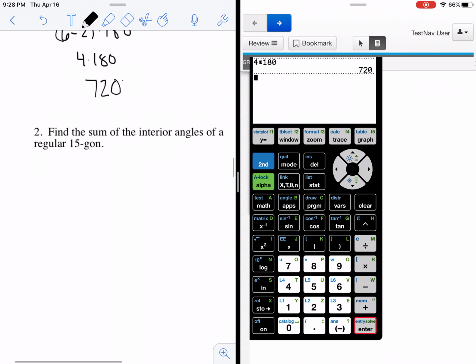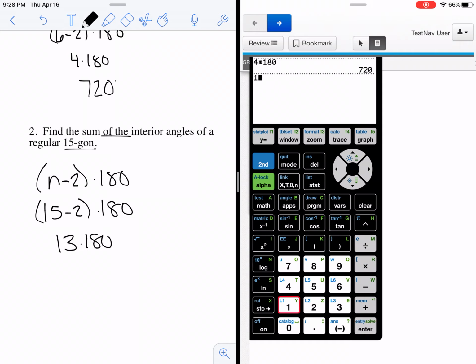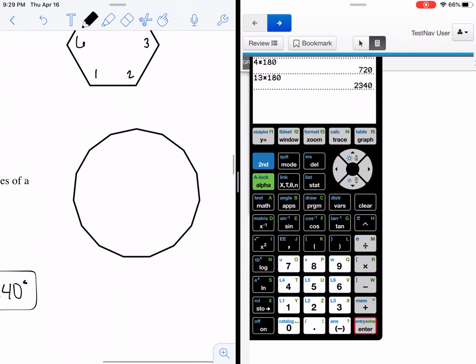Okay, same thing for number 2 here. I'm going to find the sum of the interior angles, so I'm going to use that n minus 2 formula. But instead of 6, I'm going to put in a 15. And 15 minus 2 is going to be 13. And I'll go over here. So this shape has 2,340 degrees that make up all 15 angles. So if I were to measure those angles and add them up, they would add up to 2,340 degrees.